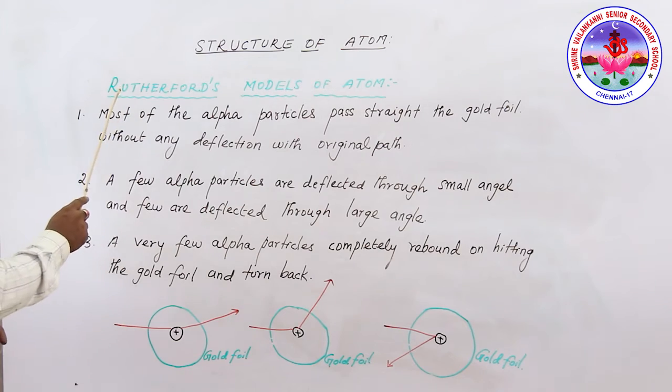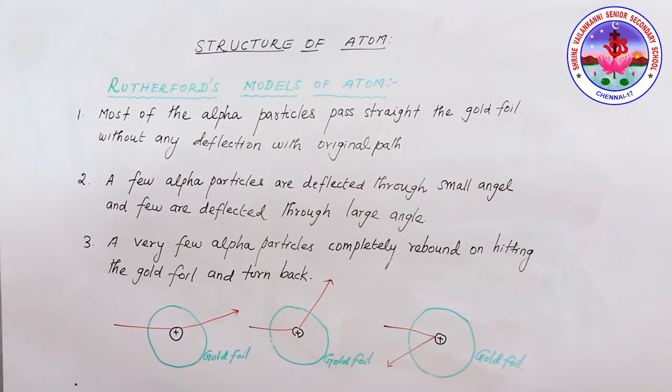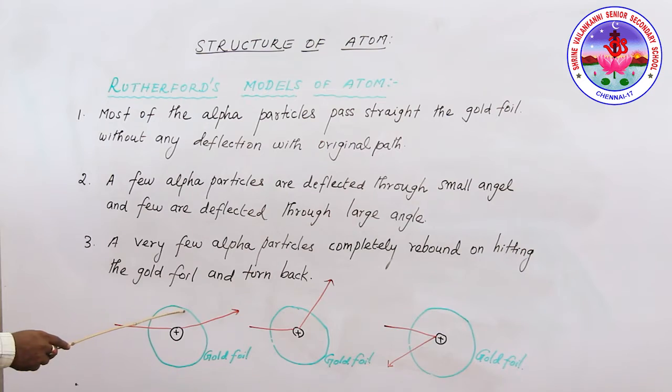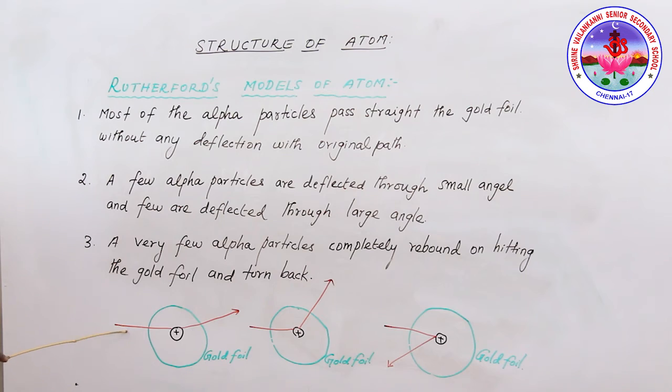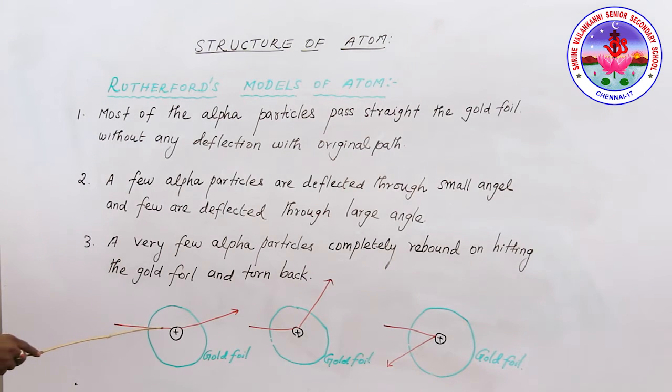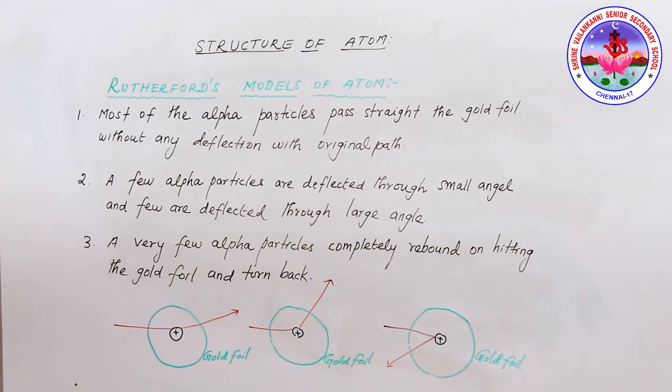Students, the next atom model is Rutherford's model of the atom. According to Rutherford, most of the alpha particles pass straight through the gold foil. See here, my dear children, this is called gold foil, right? And then a few alpha particles are deflected through a small angle. See the first picture, the deflection is at a very small angle, so there is no big difference in the angle of deflection of the alpha particles.